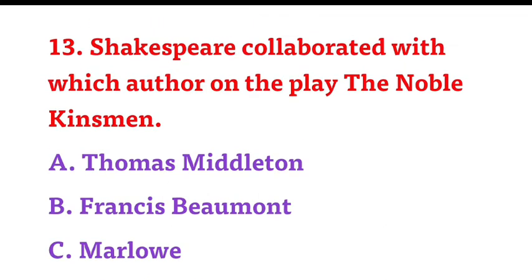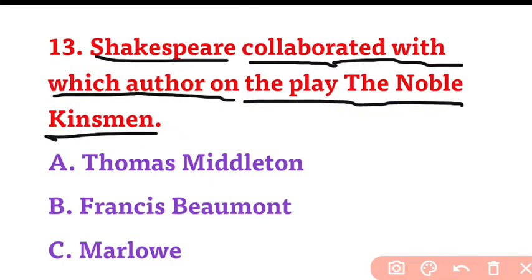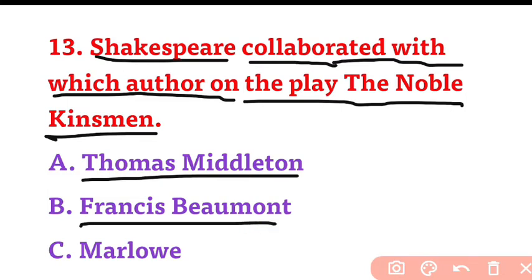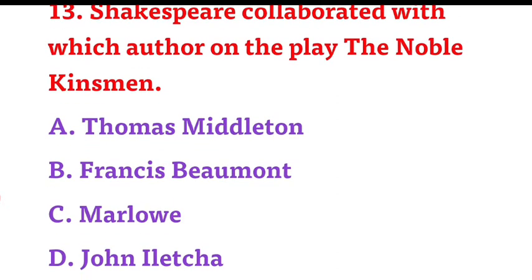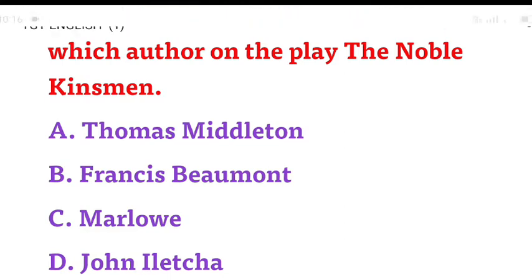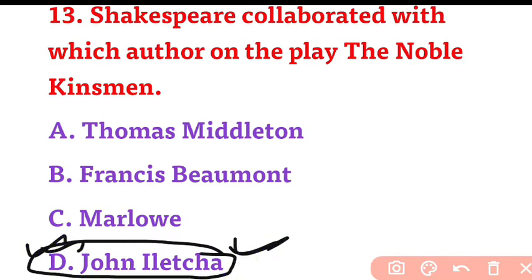Question number 13. Shakespeare collaborated with which other writer on the play The Two Noble Kinsmen? Thomas Middleton, Francis Beaumont, Marlowe, and option D, John Fletcher. What will be the answer? The answer will be John Fletcher. So option D is correct.